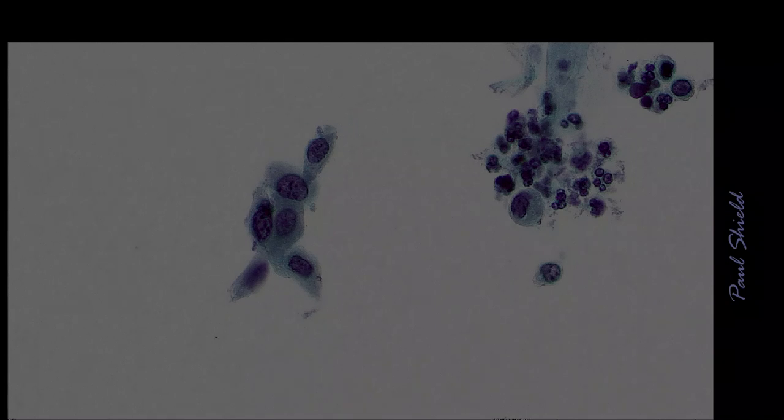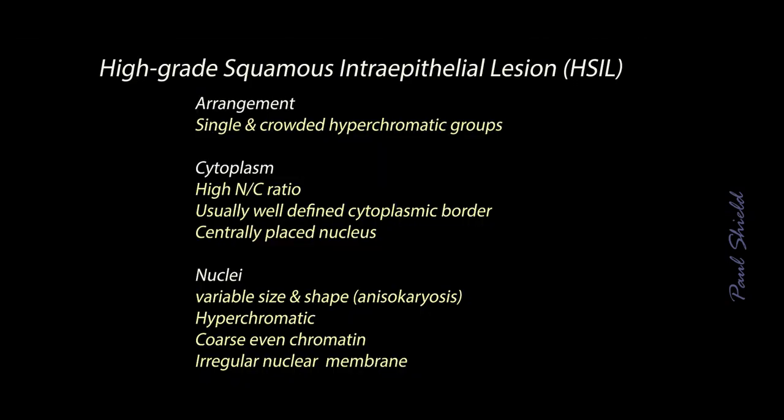So in summary, HSIL presents in 2 ways really, or 3 I suppose. Single cells, very loose groups of them, and then those dense, crowded, hyperchromatic groups like the ones we just looked at. The cells have a high NC ratio, and as a result the groups are very crowded, and the cells that you see singly have just a thin rim of cytoplasm around them.